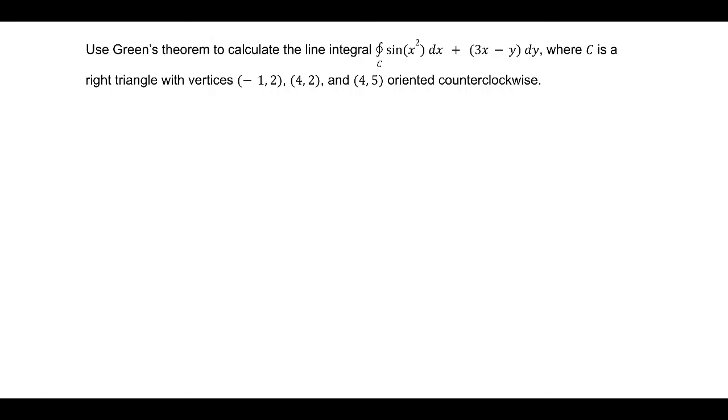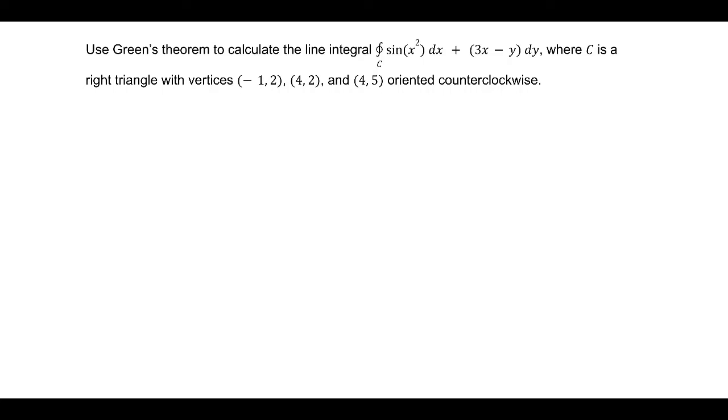Use Green's theorem to calculate the line integral over the curve C of the function sin(x²) dx plus (3x − y) dy, where C is a right triangle with vertices at the points (−1, 2), (4, 2), and (4, 5), oriented counterclockwise.